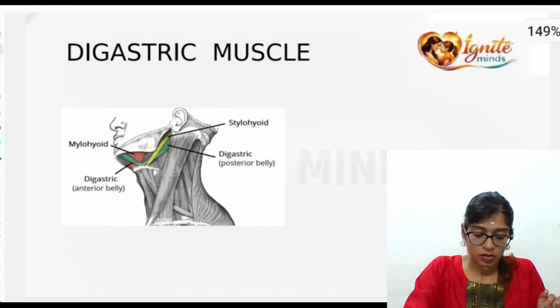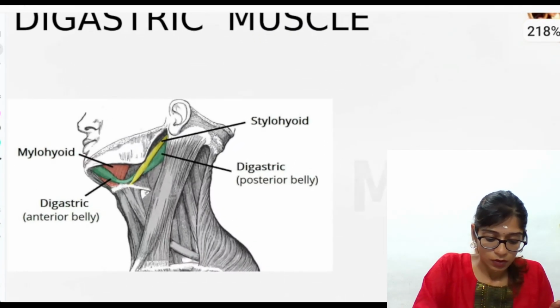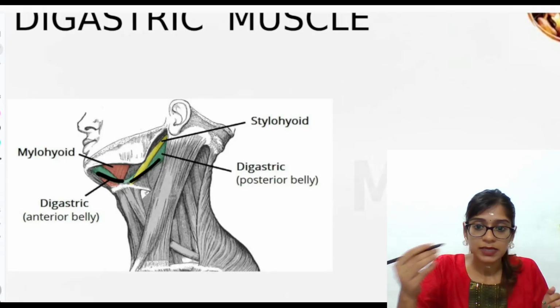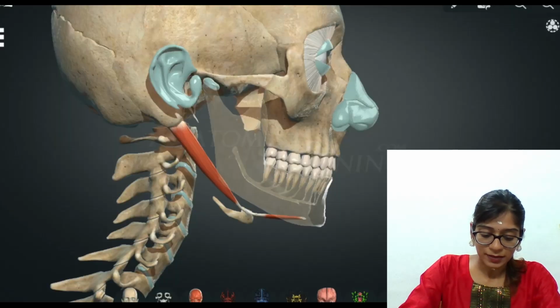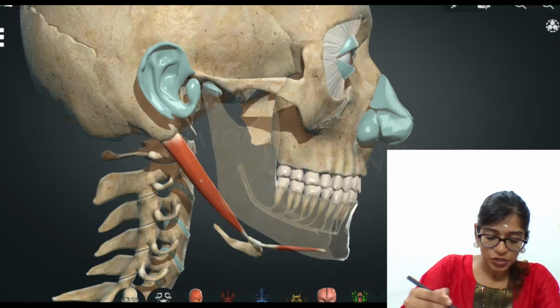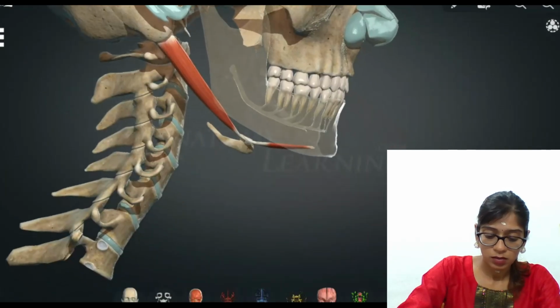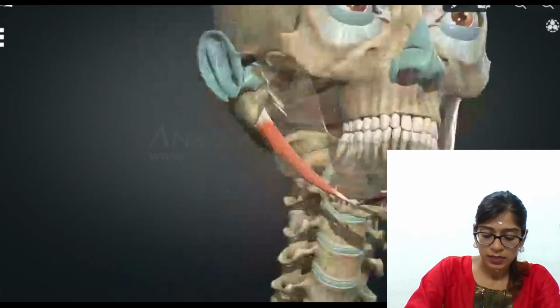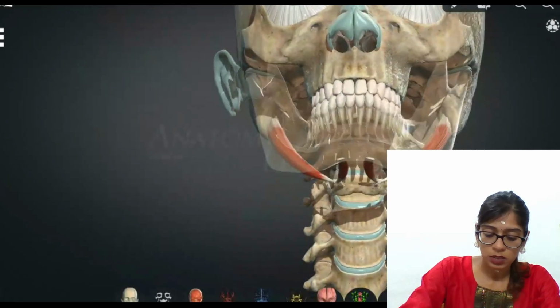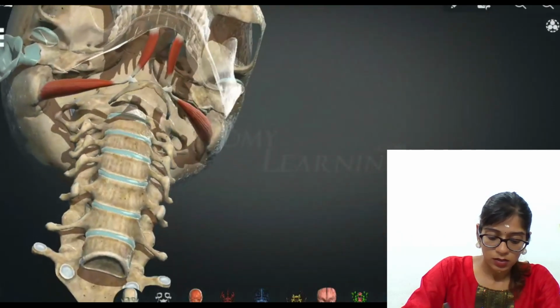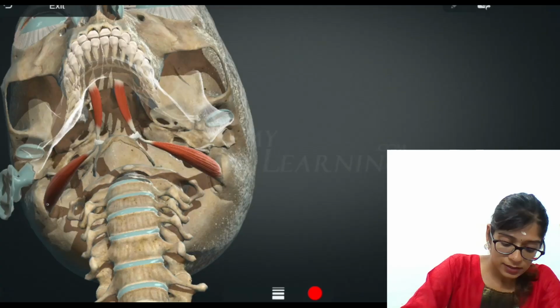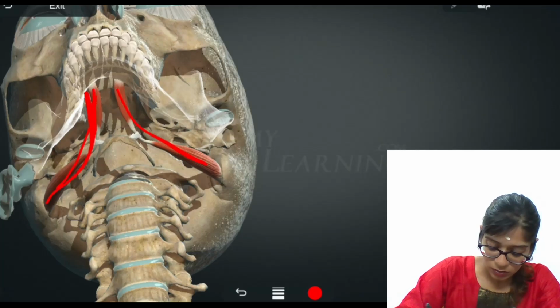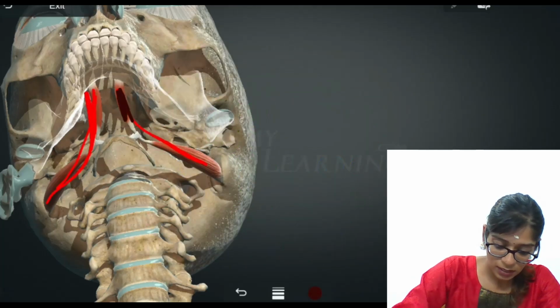So, okay, you can see here, this is the digastric muscle. Let me show you the 3D image. Okay, look here. Can you appreciate this muscle? Yes. This muscle here, on both the sides. Let me bring it here. If I view it from below, you can see clearly, right? This is one muscle, and this is another muscle.